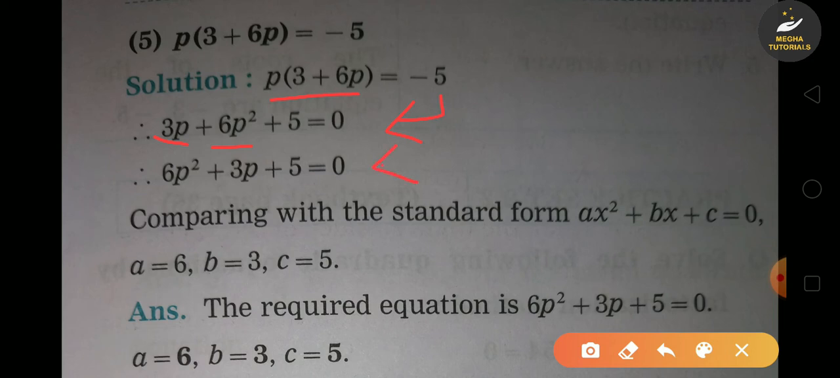Then we can write this equation in the standard form, that is 6p square plus 3p plus 5 is equal to 0. Then on comparing with ax square plus bx plus c is equal to 0, we can write the values of a, b and c. So a is 6, b is 3 and c is equal to 5. This is the final answer.